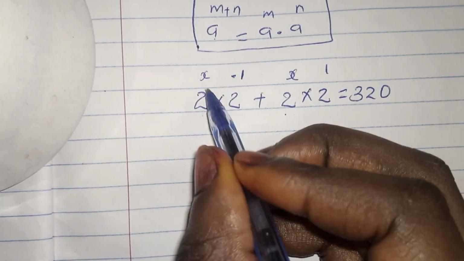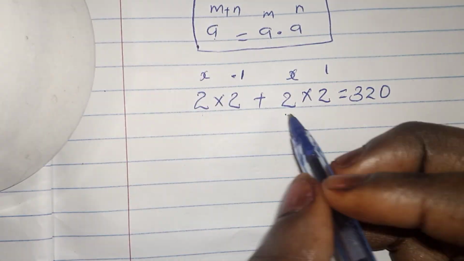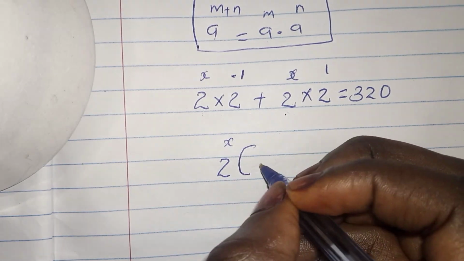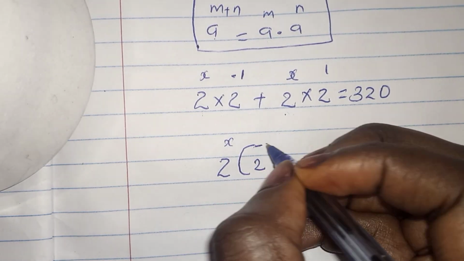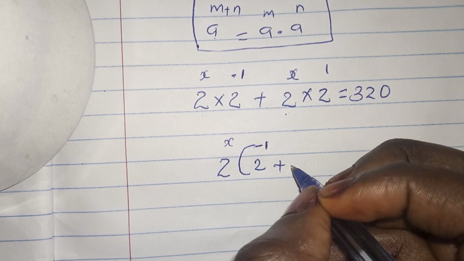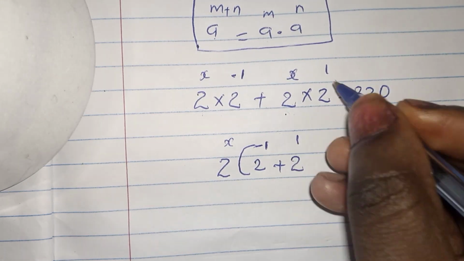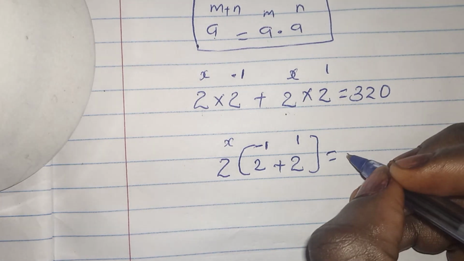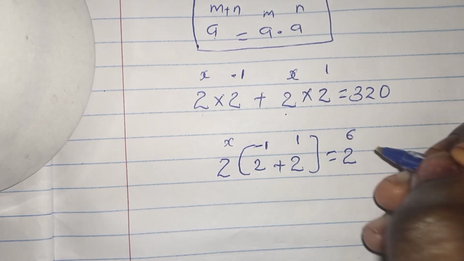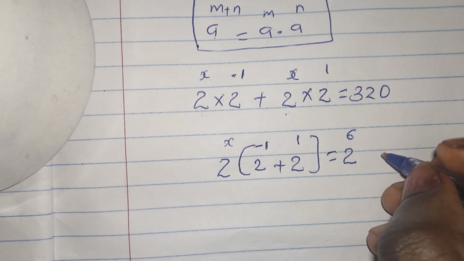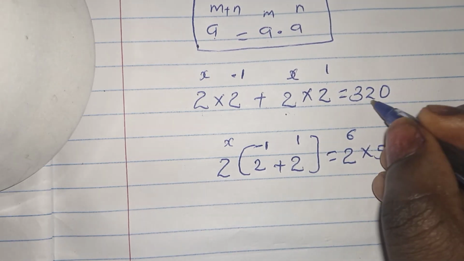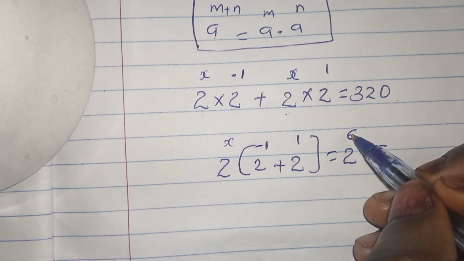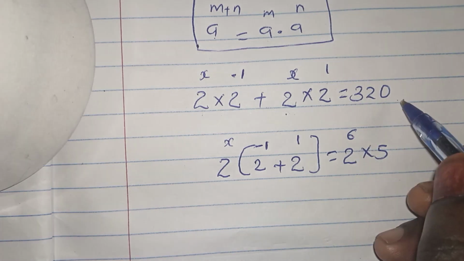So I will first write 2 to the power of x here. 2 to the power of x is common. We have 2 to the power of x, we have 2 to the power of x. So I will write 2 to the power of x into 2 to the power of -1 plus 2 to the power of 1, is equal to, for this 320, I'm going to write 2 to the power of 6, which is 64, but 64 times 5 is 320. So this is the way I've expressed it. 2 to the power of 6 times 5 is 320.